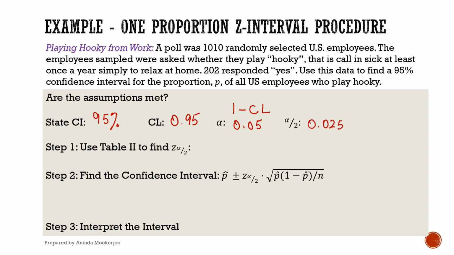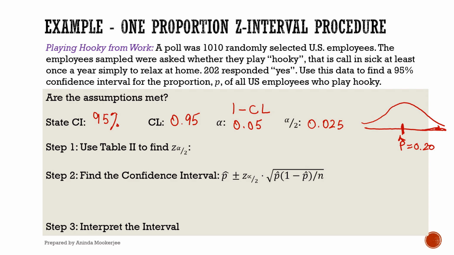Let's quickly draw a picture here of what we are looking at. We have our normal curve, and the center point is going to be our p hat. In this case, we are working with proportion, so our point estimate, which is the center point around the interval, is going to be whatever p hat value we found. In this case, that's going to be 0.20. That was our sample proportion, correct?